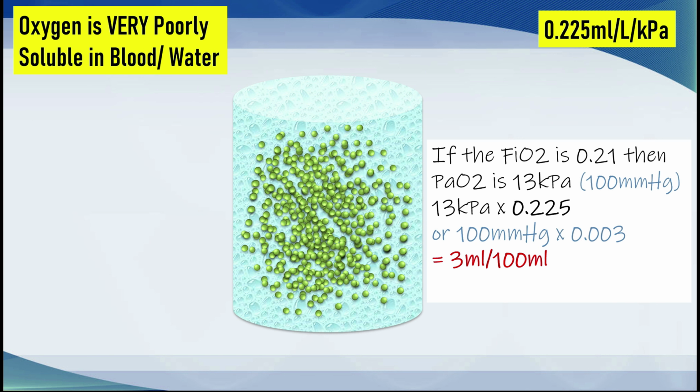I'll get back to that in a minute. 13 kilopascals multiplied by 0.225 equals 3 mils per 100 mils. And because the total blood volume is around 5 litres, then there is approximately 150 mils in total of oxygen dissolved in the blood, and that's not very much. Remember, most of the oxygen is bound to hemoglobin.